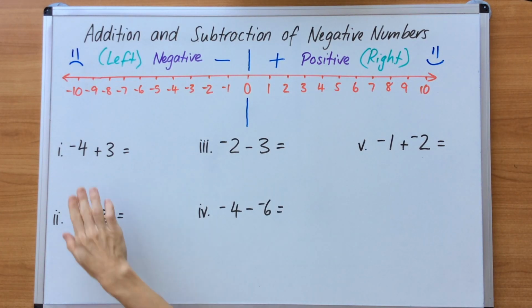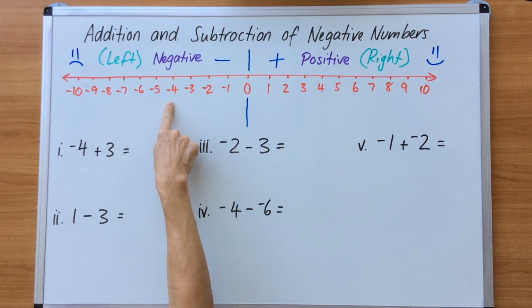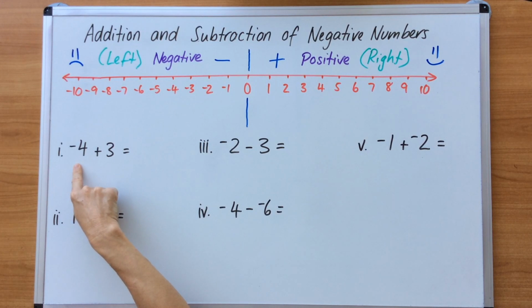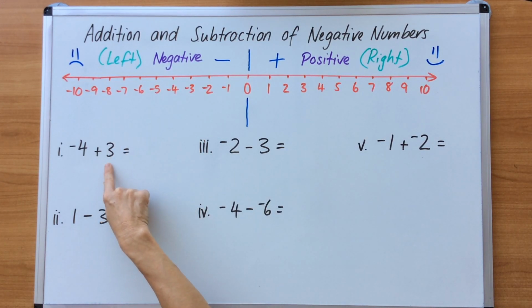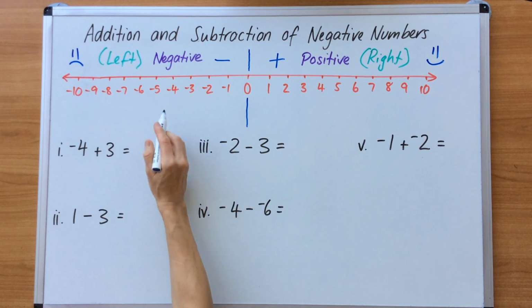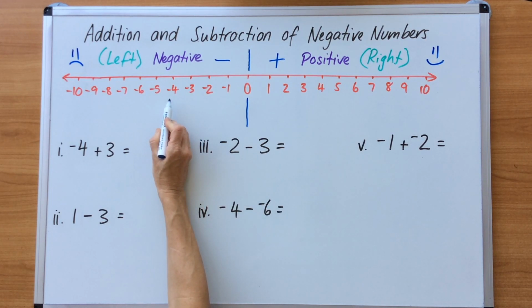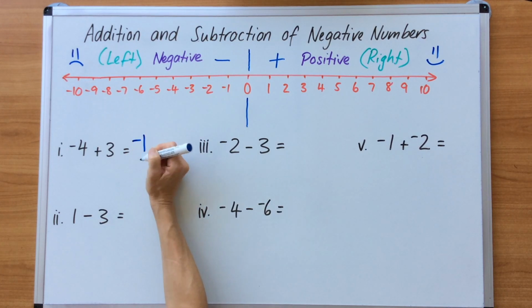So looking at this question here, it's basically saying if we've got 4 negative people, so we start down here, and it's pretty negative because we start in the negativity section of -4, and then we bring in 3 positive happy people, the mood has to change, so it gets happier. So we have to start from -4 and jump 3 to the right. 1, 2, 3. The answer is -1.